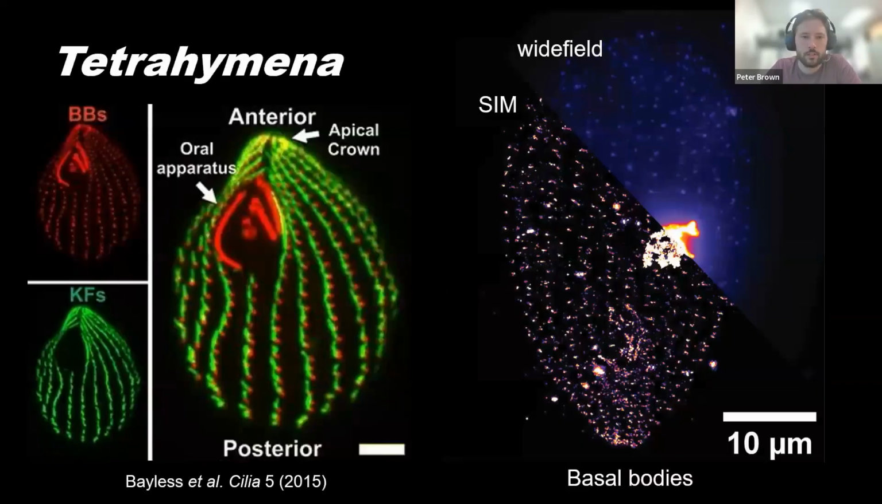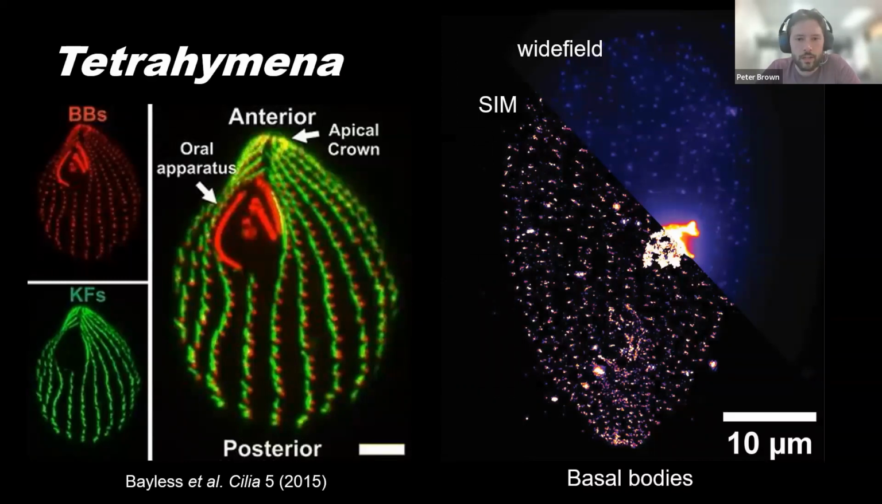More recently, we've looked at fixed samples of the cilia of tetrahymena, which is a single cellular organism covered in cilia that it uses to swim in a variety of interesting strokes. And here we've studied the basal bodies, which are the sites where the cilia attach to the tetrahymena.